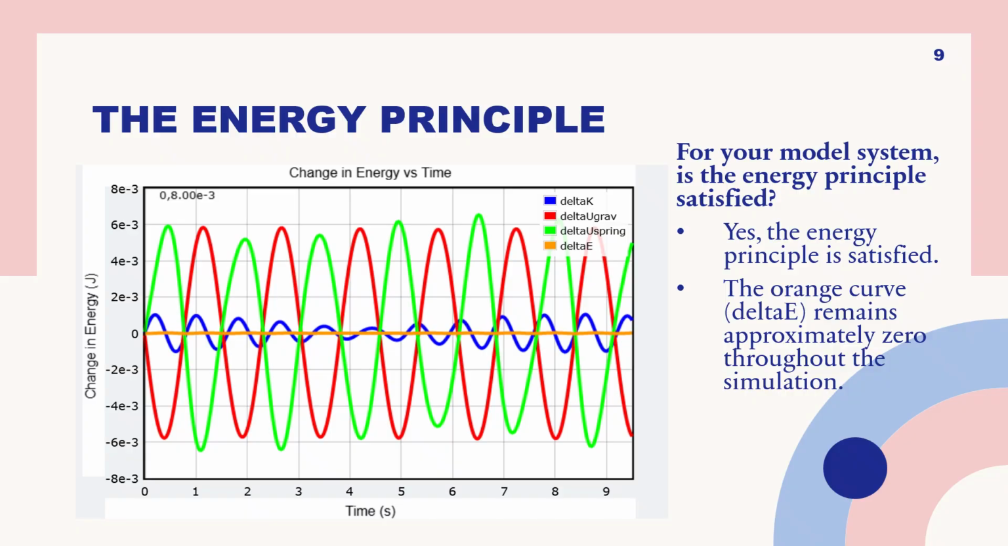For our model system, the energy principle is satisfied. The orange curve representing change in total energy oscillates very close to zero throughout the simulation. This confirms energy conservation in our system. The kinetic, gravitational, and spring potential energies continuously transform into each other, demonstrating the characteristic energy exchange of the oscillating spring mass system and verifying that our model correctly applies the energy principle.